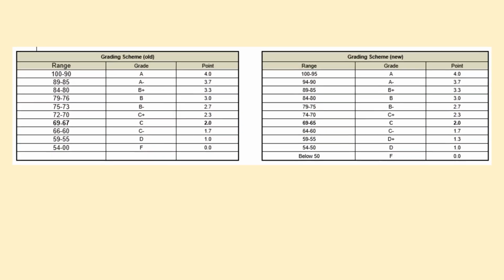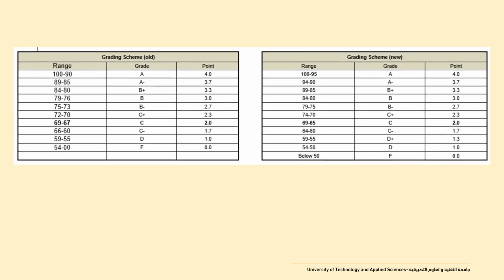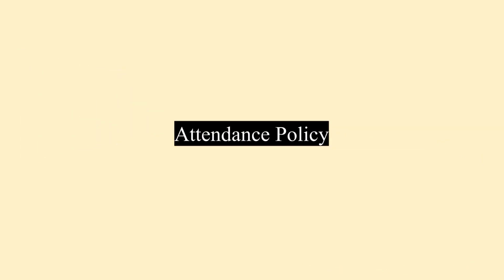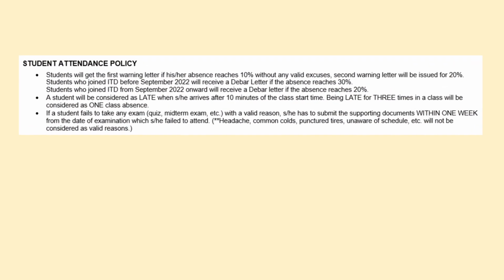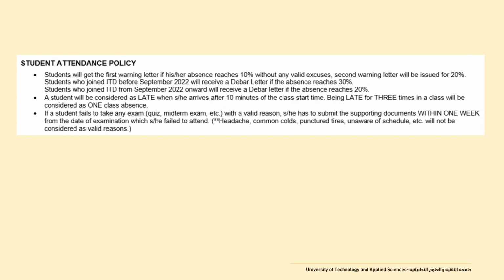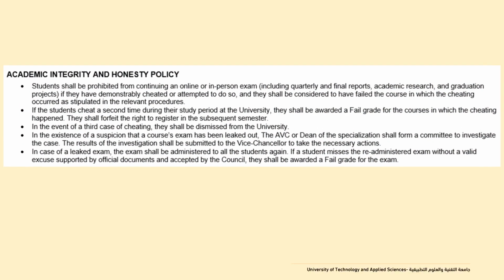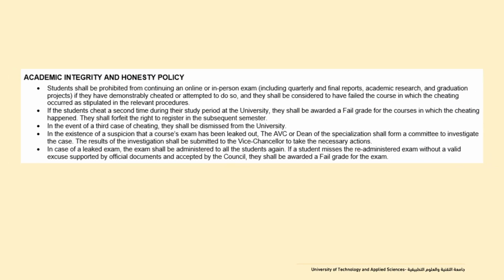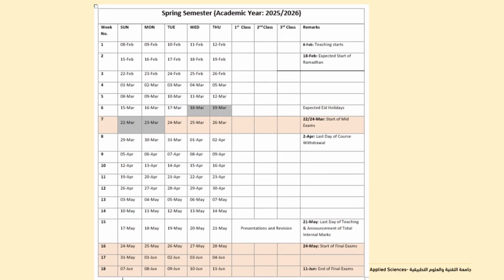The grading scheme is detailed here. Review this slide for the minimum required marks for each grade level. This section covers the attendance policy. Please note the attendance requirements and consequences for non-compliance. Next, we address the academic integrity policy. Adherence to academic integrity is mandatory, and penalties for violations are clearly defined. The academic calendar outlines important dates for the semester. Key academic dates are listed for your planning.